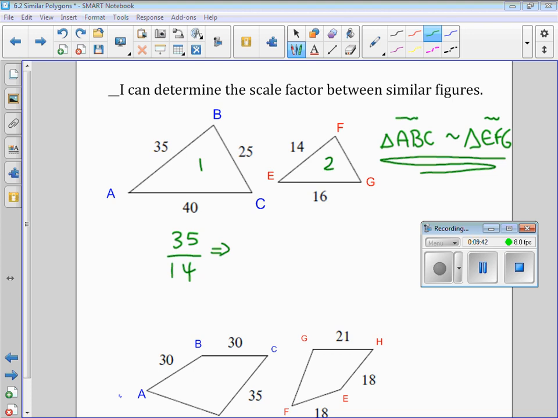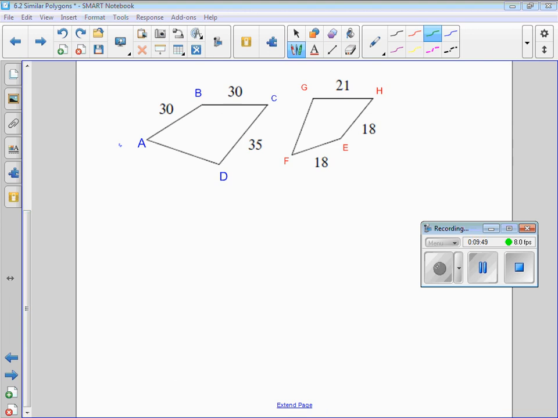Now, we usually reduce these scale factors. In this one particular ratio reduces down to 5/2. Okay, go ahead and write the scale factor for this problem on your own. Put me on pause and come back.